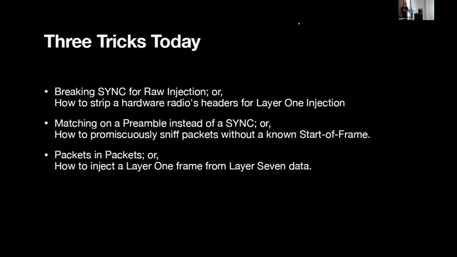The final trick that we're going to show is how to perform the packet-in-packet injection trick. This trick allows you to inject a layer 1 frame only controlling layer 7 data. And in implementation, it's a lot like the first of these 3 tricks, in that we are putting one packet inside of another. The difference is that instead of manually corrupting the outer synchronization field, we're going to let a frame collision in the air do that for us, because frame collisions are very, very common at 2.4 gigahertz.